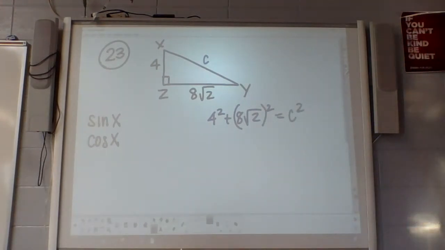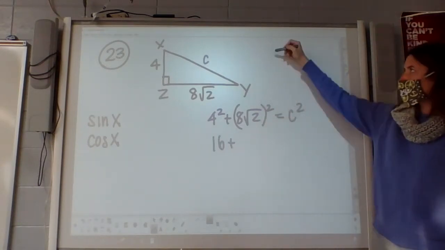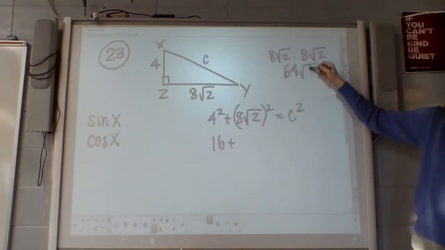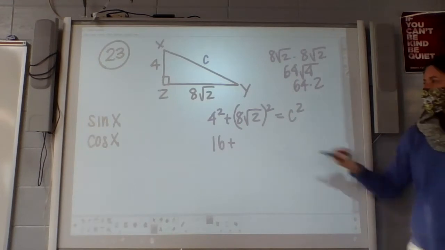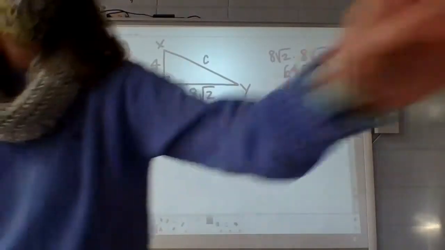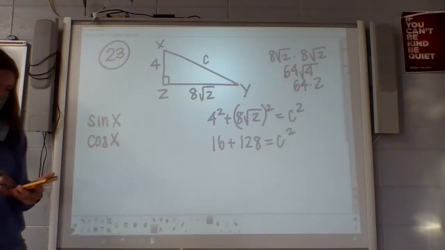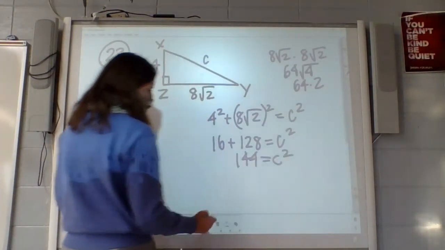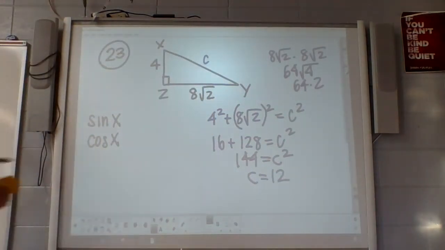Now don't forget, be careful about squaring the 8 square roots of 2. When I do that, I really have to do 8 square roots of 2 times 8 square roots of 2. So it's going to be 64 square roots of 4. So 64 times 2, which is 128, I believe. And then I'm going to add those together. So I get 144 here, which works out nicely for our c squared. So that means c is the square root of 144, which is just 12. So that's our c value.